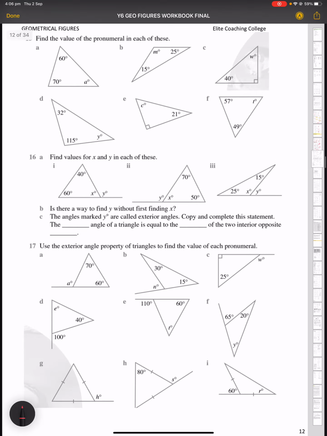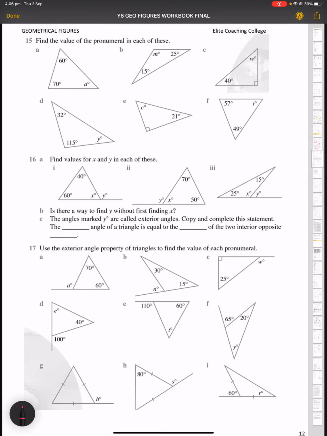Okay. Question 15, find the value of the pronumeral in each of these. So we know that in a triangle all the angles add up to 180. So 60 plus 70 is 130. 130, then A must be 50. A is equal to 50 degrees. Okay, question B, 15 plus 25 makes 40. That means M has to equal 140 because 40 plus 140 is 180. W is equal to 50 degrees.